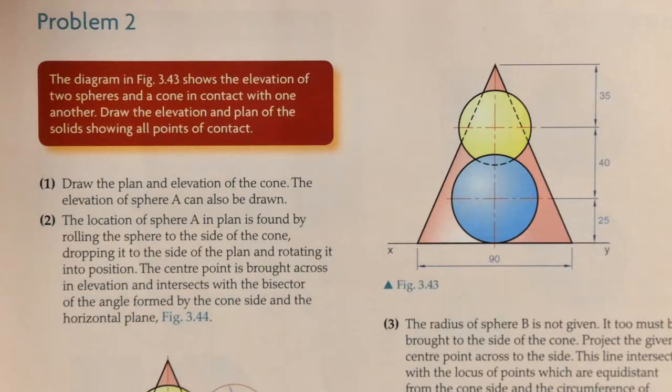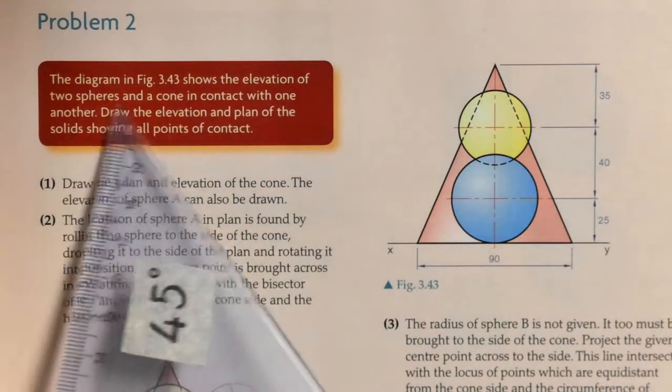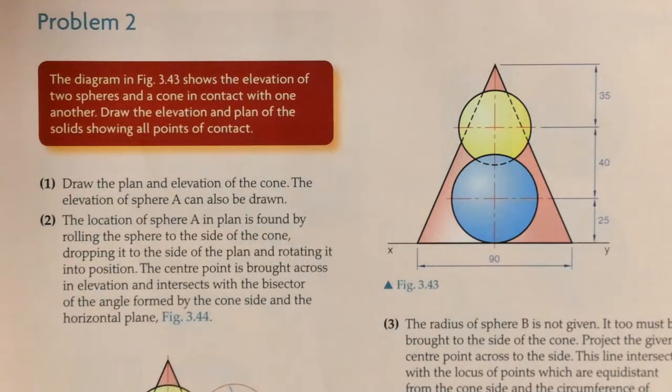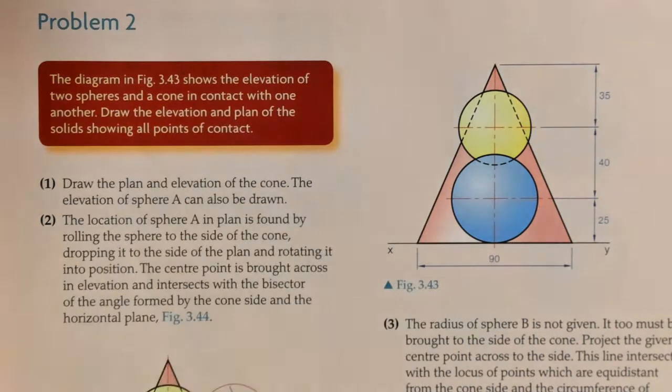Hi folks, the question we have in front of us today is from the topic of solids in contact. It comes from the book Graphics in Design and Communication, page 51. The problem says the diagram in figure 3.43 shows the elevation of two spheres and a cone in contact with one another. Draw the elevation and plan of the solids showing all points of contact.